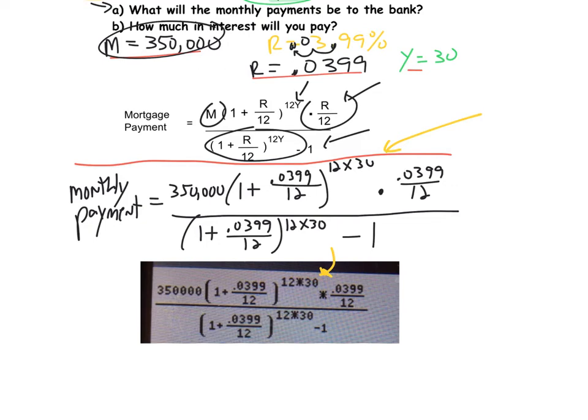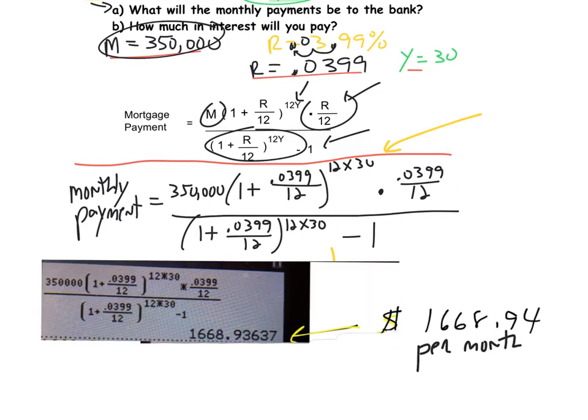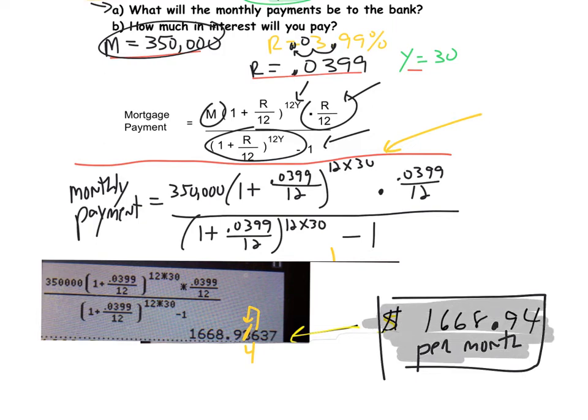So here the monthly payment for this problem is going to be $1,668, and then this 6 kicks the 3 up to 4, so it makes it $1,668.94 per month. So that's how much your monthly mortgage payment is going to be.